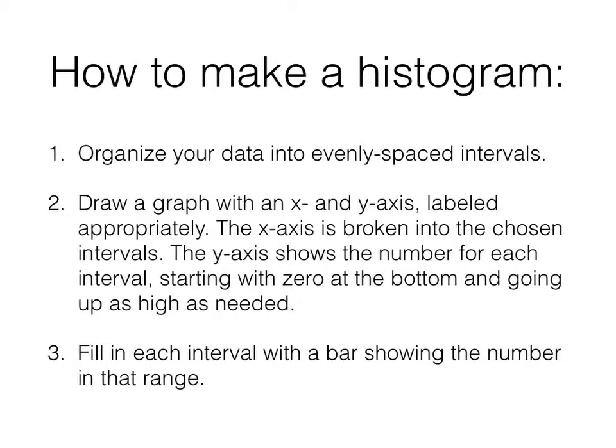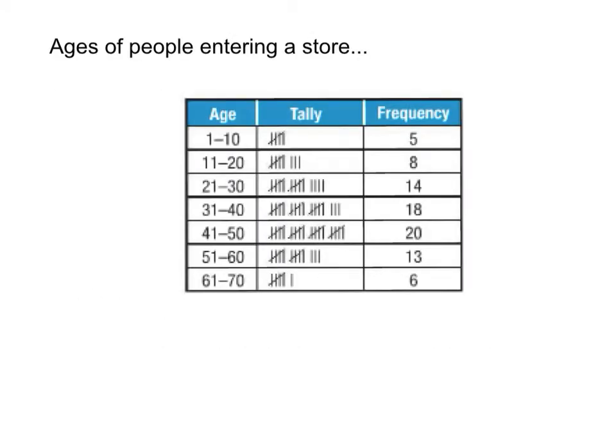So let's take a look at this example. So these are the ages of people entering a store. Now, I like how this is already set up for us. It's already set up with our intervals. So that's one thing you're going to have to do, say you were collecting the data, is you have to decide what your intervals are. Okay? And in a graph like this, the actual numbers on the graph don't really matter.